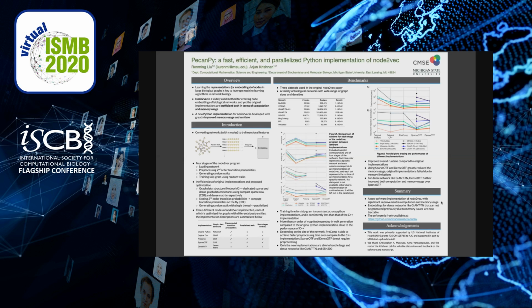The new implementations are significantly faster and more memory efficient and are able to handle large and dense networks that are intractable to the original implementations. And finally, the PecanPy software is freely available at GitHub.